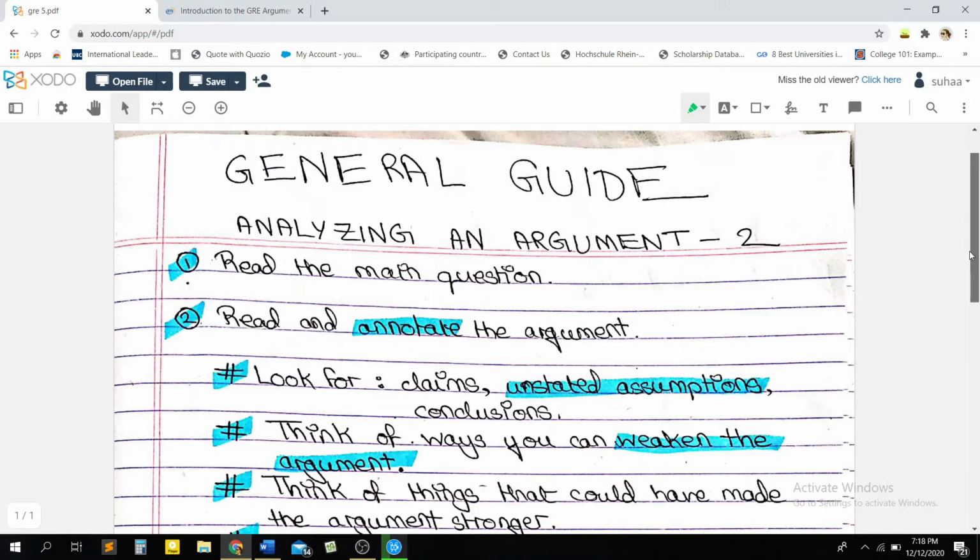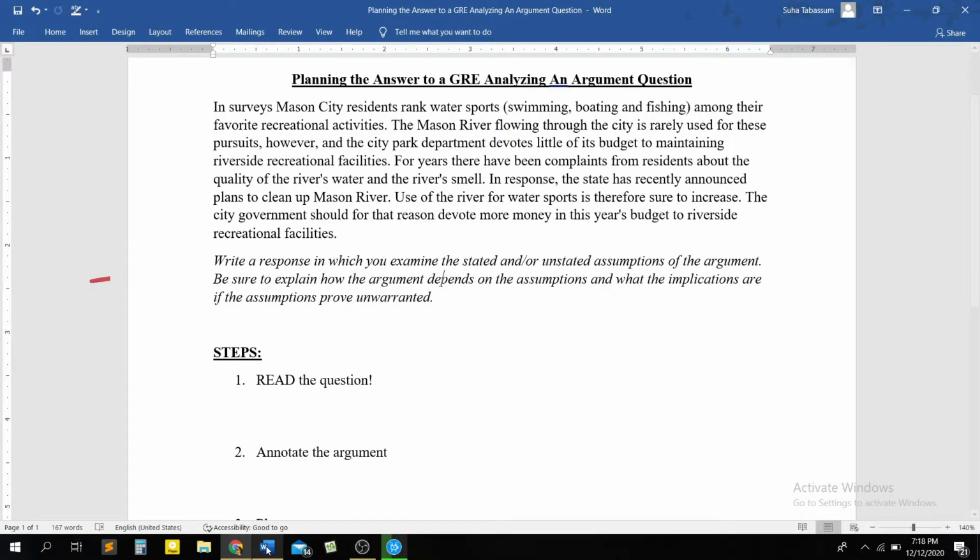So there are basically four main steps that you're going to be needing in every essay that you're going to write for the GRE. First of all, read the main question. Alright, so what do I mean by the main question? This is your main question and this is what you want to read first.